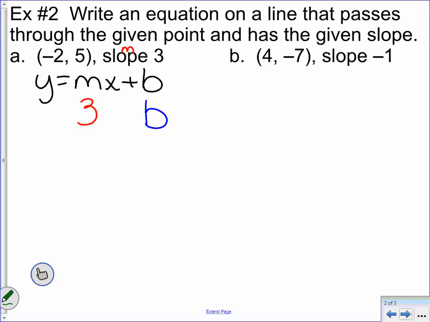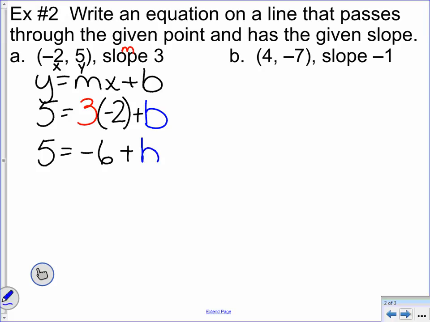Instead, I have this extra point, x and y. So I'm going to use 5 for y and -2 for x. Knowing that, I can now solve for b, and then I'll have the other piece of information to write my equation. So let me multiply. 3 times -2 is -6. Now to get the -6 to go away, I will add 6 to both sides. And now I will discover that my b is equal to 11.